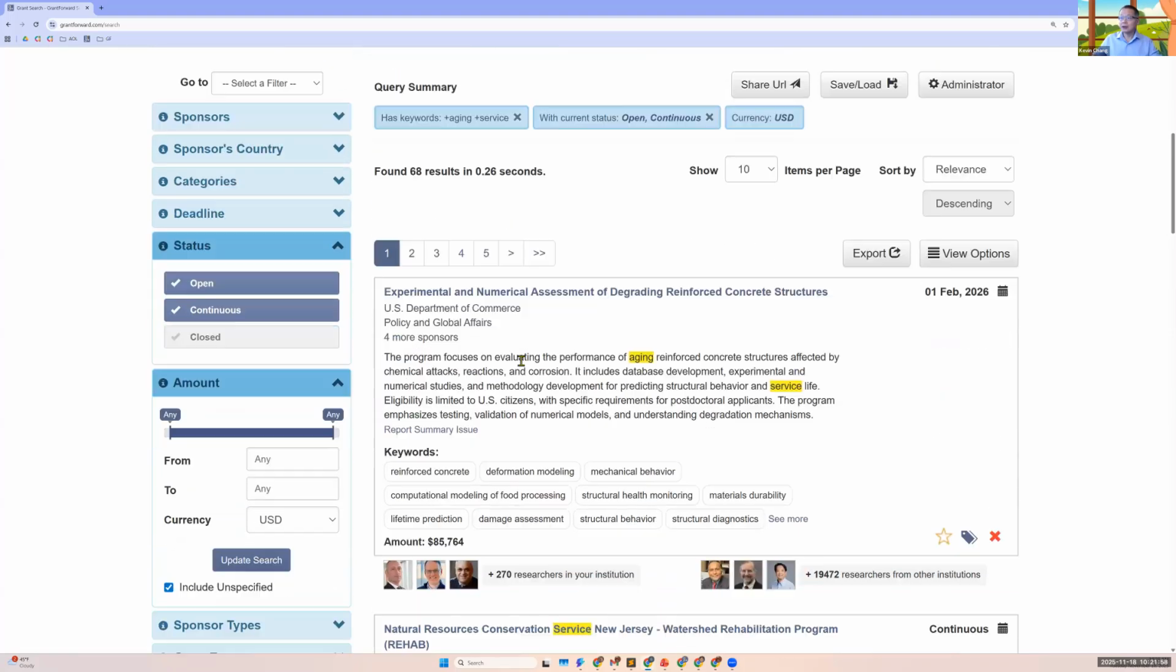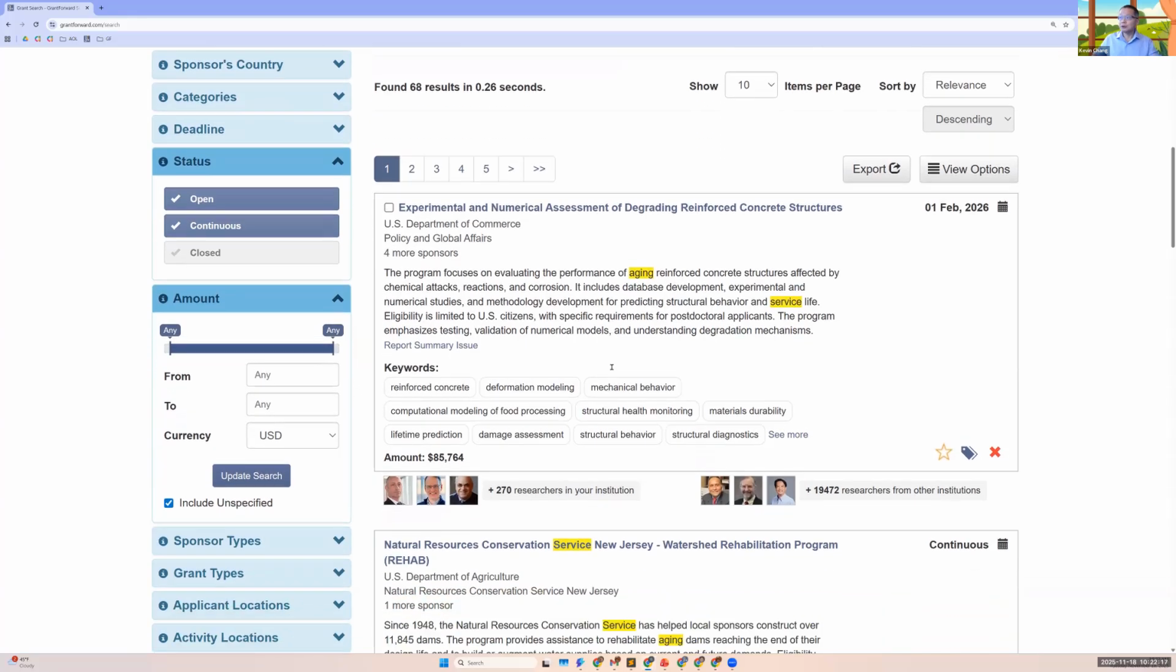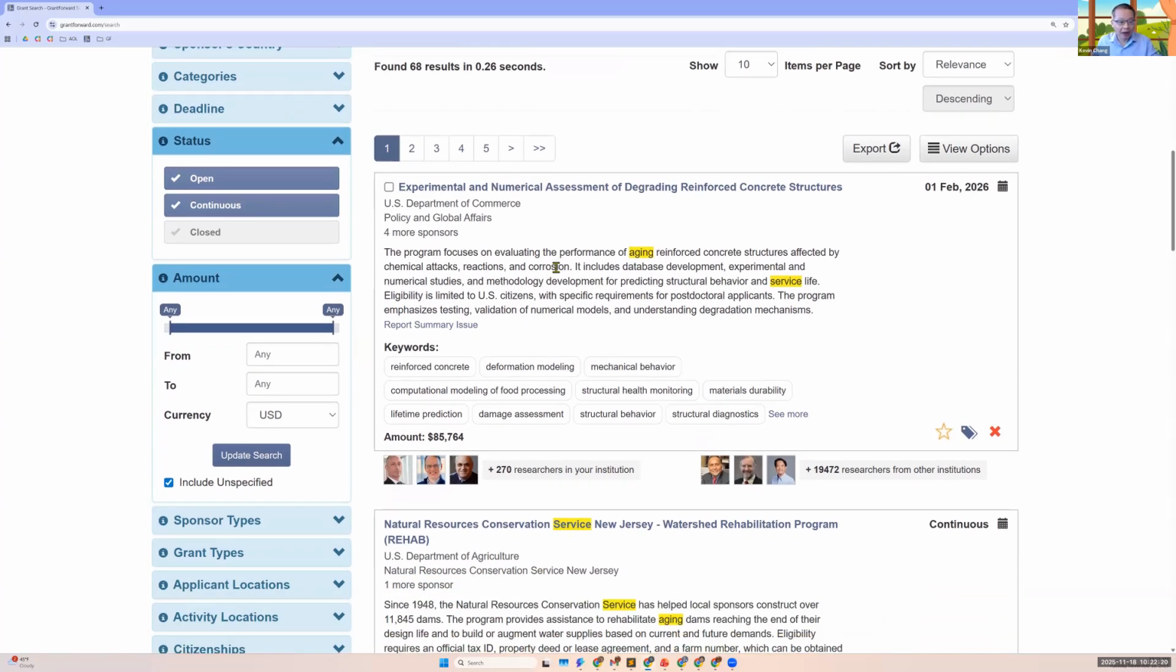Each of the results matches your current search criteria. It has the keyword aging studies. It is currently open, continuous, meaning it has a specific deadline in the future, or it always accepts proposals. And its money is in USD. This is the default setting for you as a US researcher. Okay, so each grant is therefore a funding opportunity.